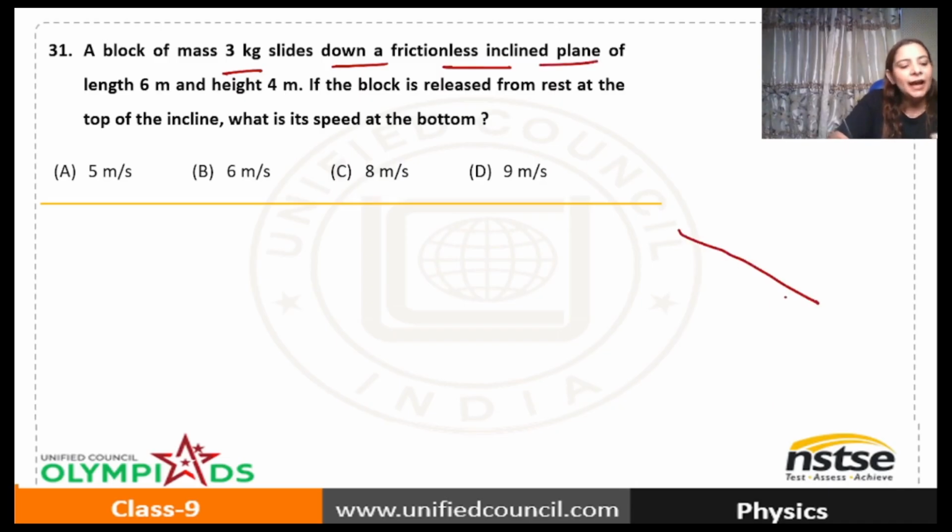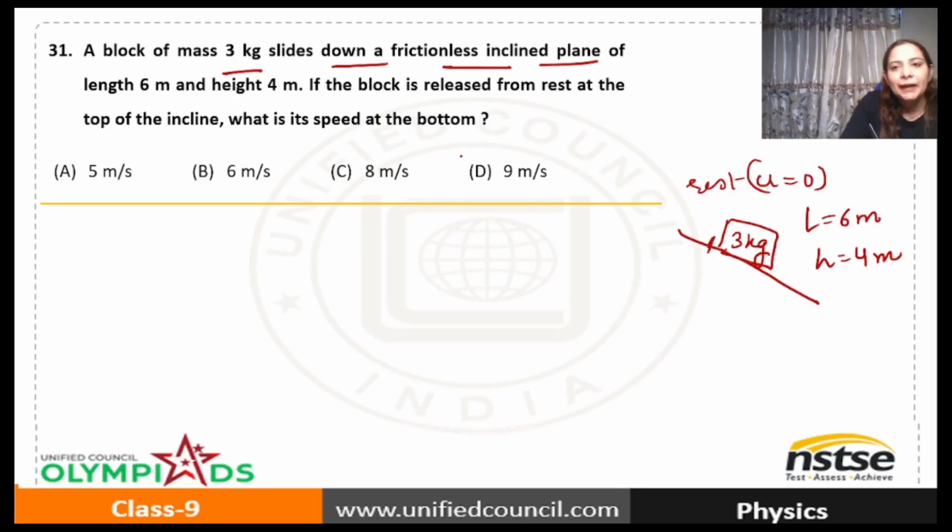So here we have a frictionless inclined plane and a block whose mass is 3 kg. The length of the plane is 6 meter and the height of the plane is 4 meter. If the block is released from rest, that is initial velocity is 0, from the top of the plane, what is the speed at the bottom?